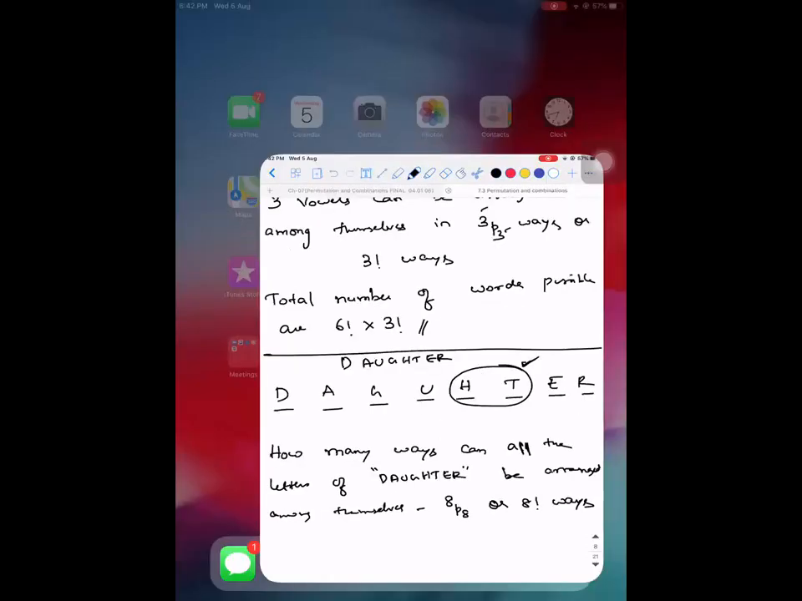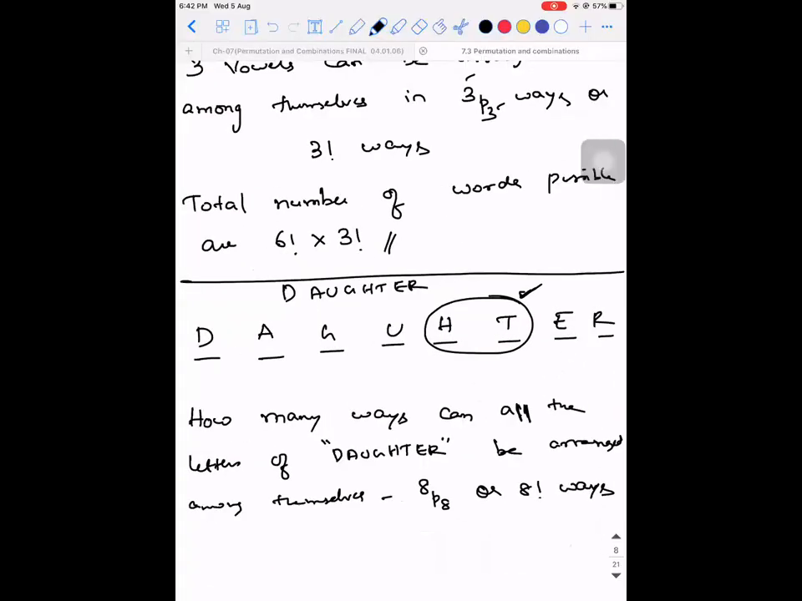I'm saying, in how many ways can all the letters of the word daughter be arranged among themselves? So how many letters are there in daughter? 8. So 8 letters can be arranged in 8 blank spaces in 8P8 ways. This 8 factorial takes into consideration that the vowels can be together or not. I'm just taking the scenario of arranging all the letters. So you will have 8 factorial ways.